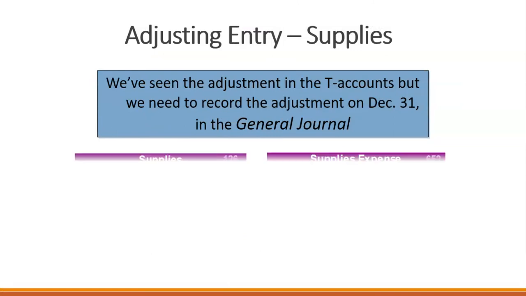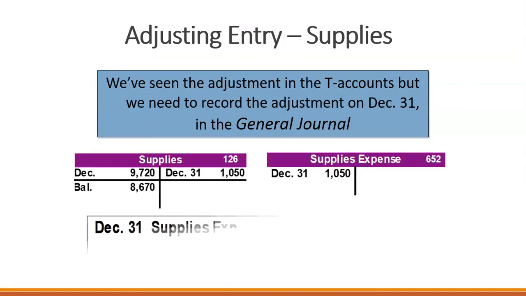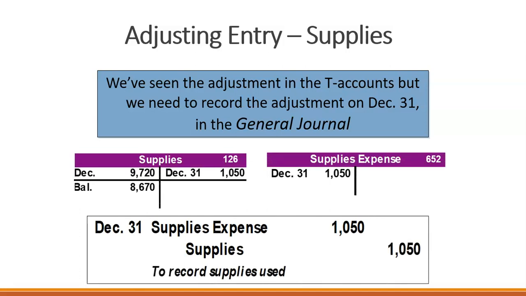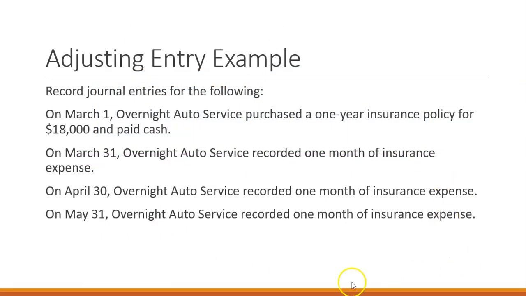Okay. So the journal entry to record that is a debit to supplies expense and a credit to supplies for the amount of supplies used. We'll continue to talk about adjusting entries, or we'll do this example on adjusting entries in the next video.